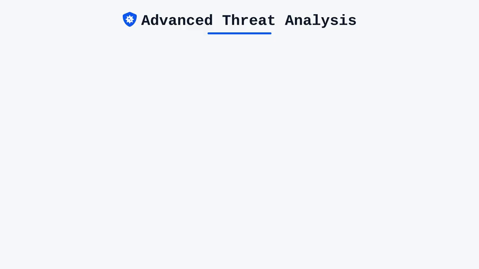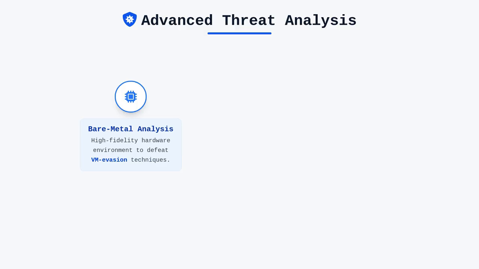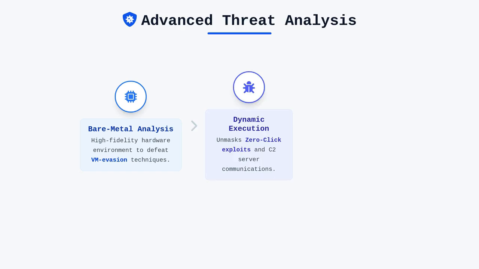When deeper inspection is required, the file is subjected to dynamic execution within a bare metal hypervisor. Unlike traditional virtual machines, which some malware can detect and evade, a bare metal hypervisor provides a representative hardware environment that renders the malicious payload unaware of its sandbox status. This allows zero-click exploits and sophisticated evasive malware to reveal their true nature by attempting to communicate with command and control servers or modify system files.